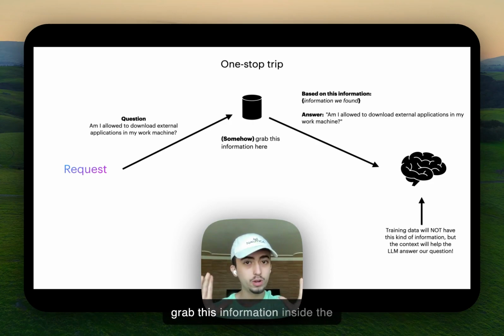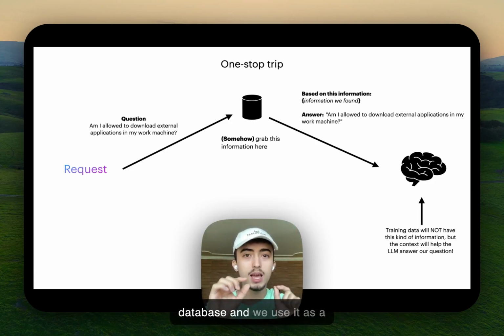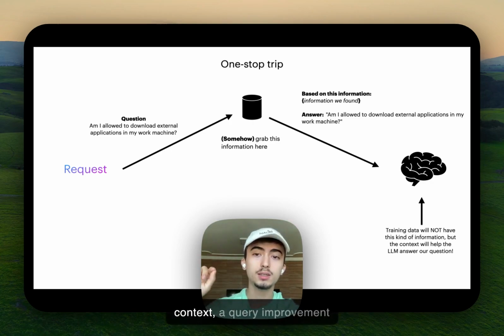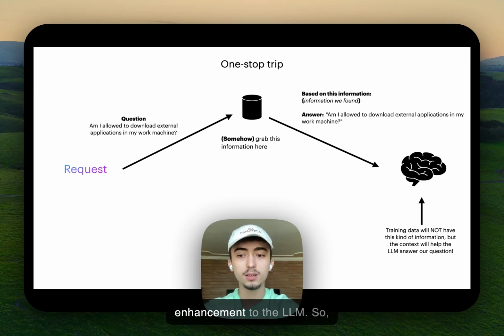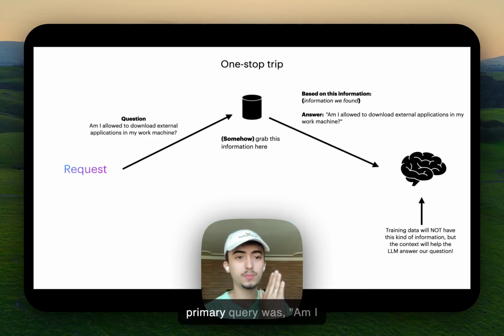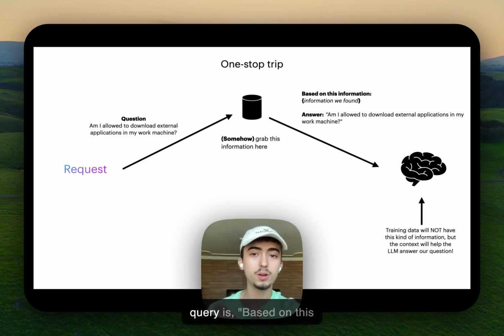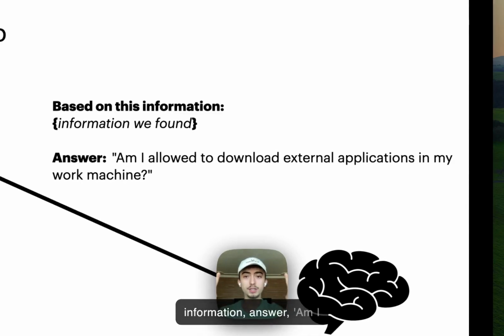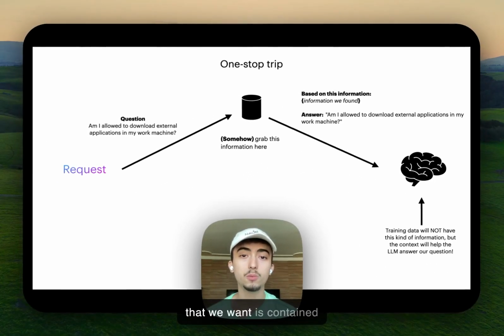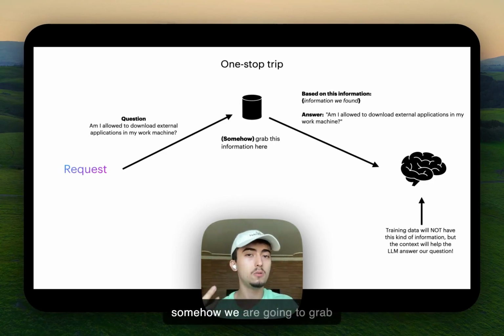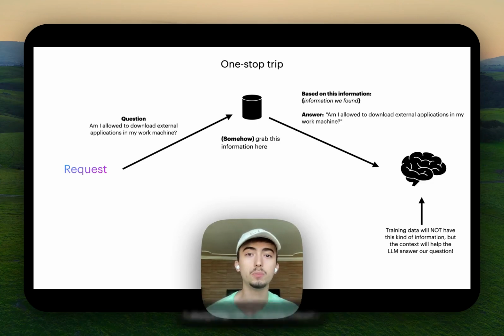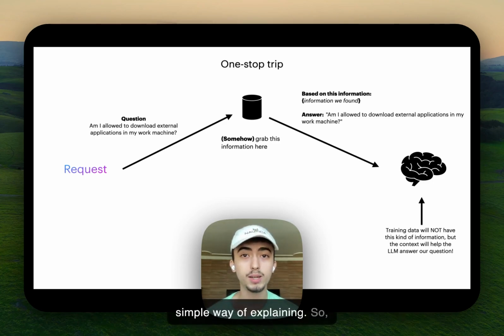And somehow we grab this information inside the database and we use it as context, a query enhancement for the LLM. So look at our final query. The primary query was, am I allowed to download external applications in my work machine? The enhanced query is, based on this information, answer: am I allowed to download external applications in my work machine? And the information that we want is contained inside the database, and somehow we're going to grab it. And this is retrieval augmented generation, basically, in a really, really simple way of explaining.